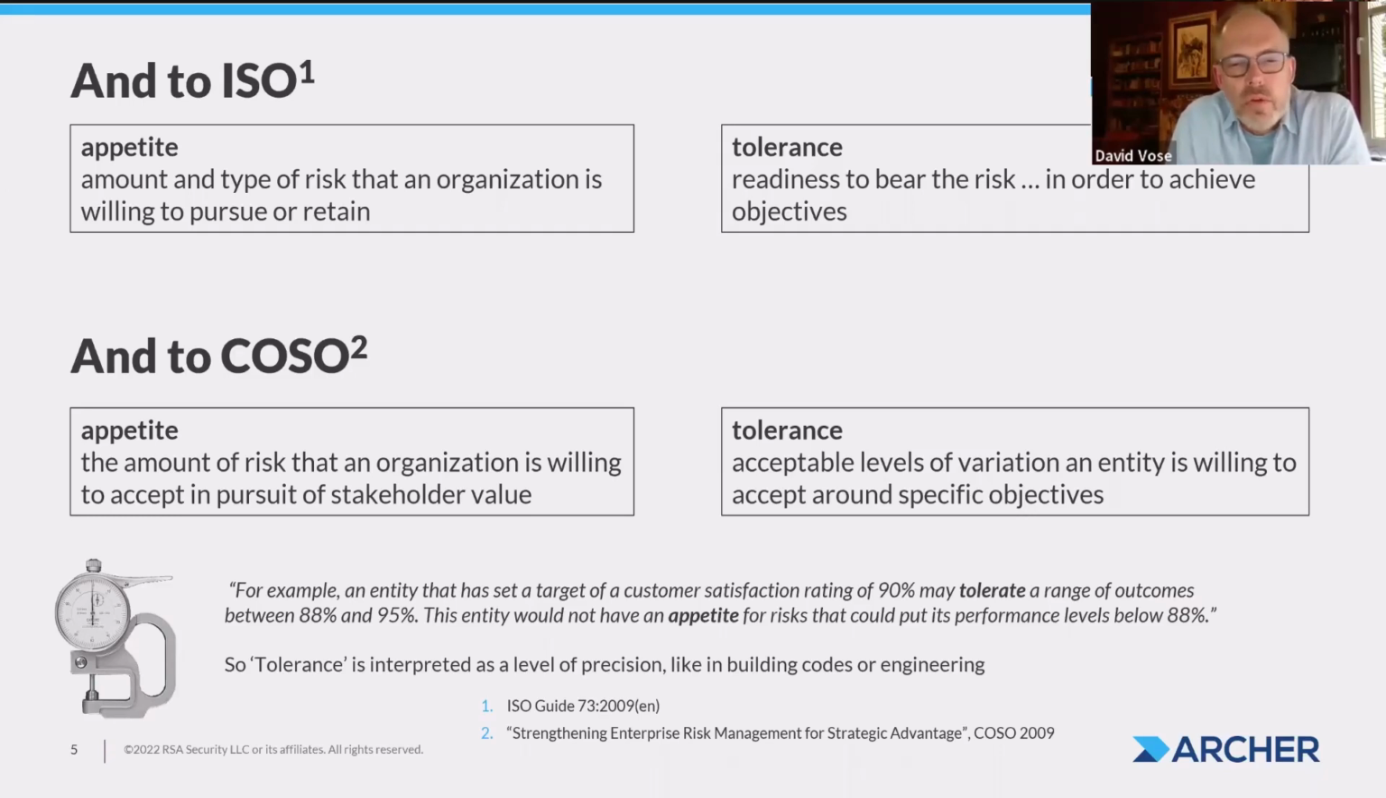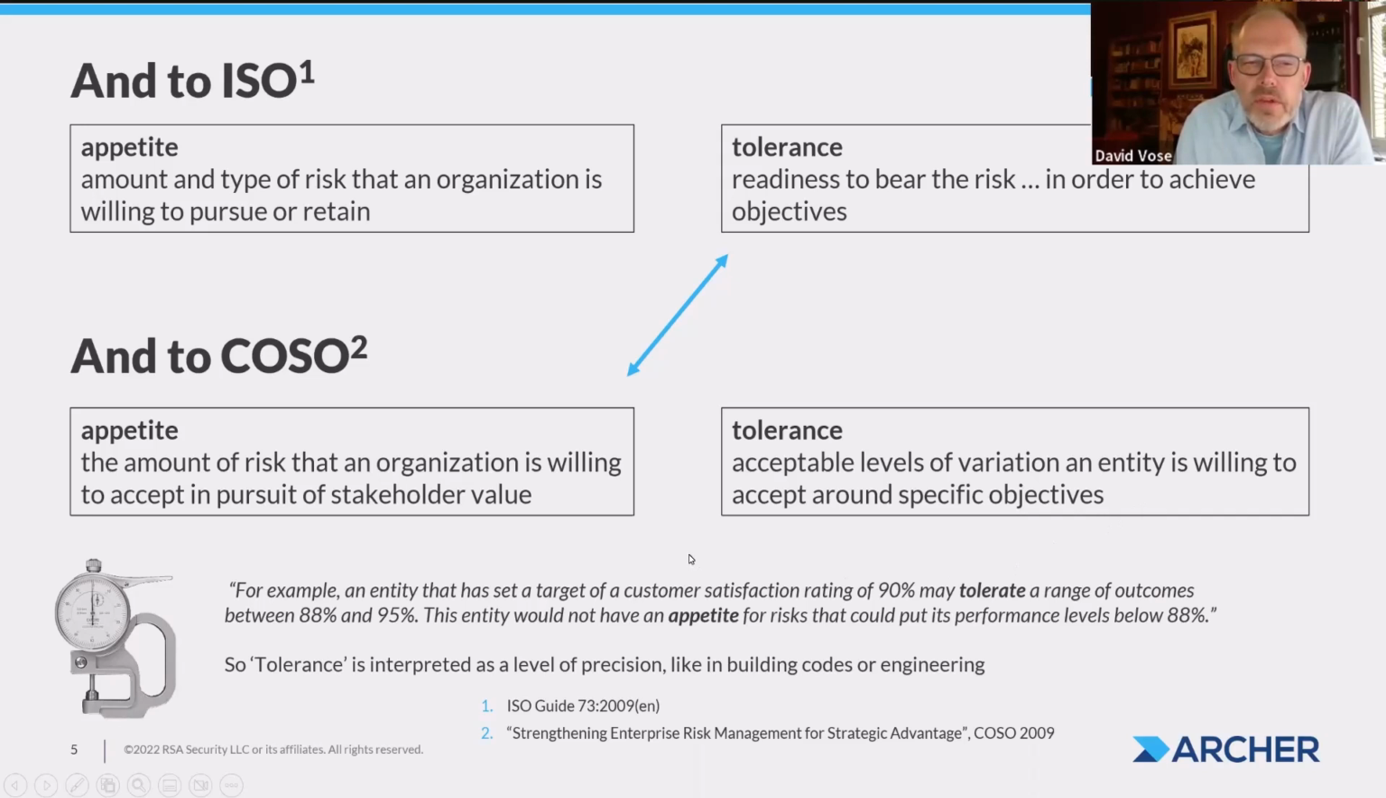Now, on the other hand, COSO, in their paper, Strengthening Enterprise Risk Management for Strategic Advantage, said appetite is the amount of risk that an organization is willing to accept in pursuit of stakeholder value. Well, hang on. Isn't that the same thing as what ISO calls tolerance? So what do they call tolerance? Well, they call tolerance an acceptable level of variation an entity is willing to accept around specific objectives. And to be honest, that's a mouthful. I don't really understand it.